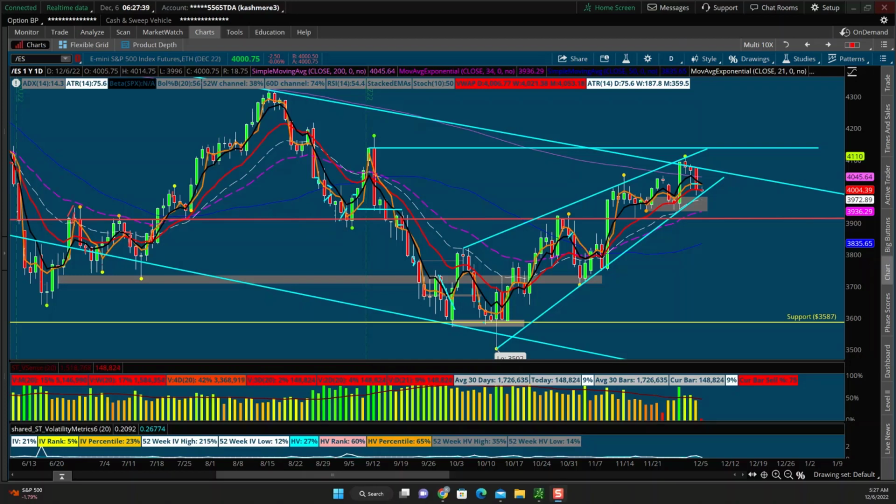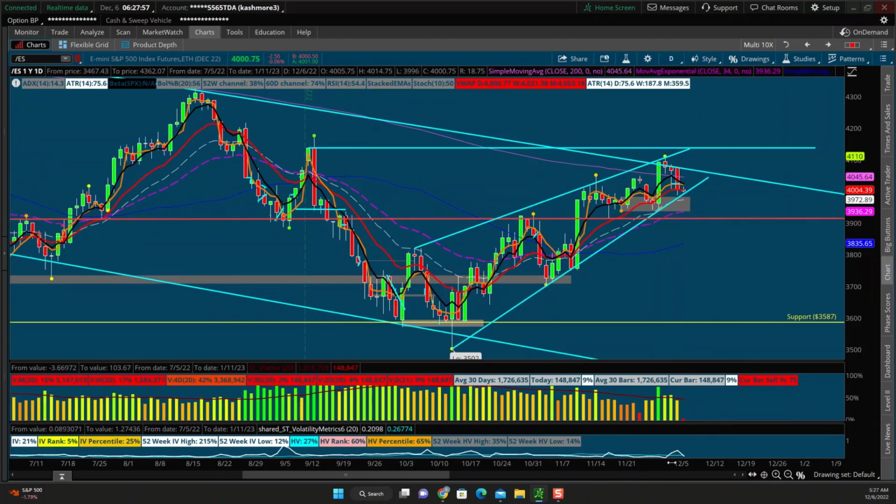Good morning, everybody. It is December 6th, 5:27 Central Time, and this is today's plan of attack, where I trade 0 DTE SPX positions or ES futures options positions for a small account to make a consistent income every day. But basically, this is my plan and what I'm looking for.